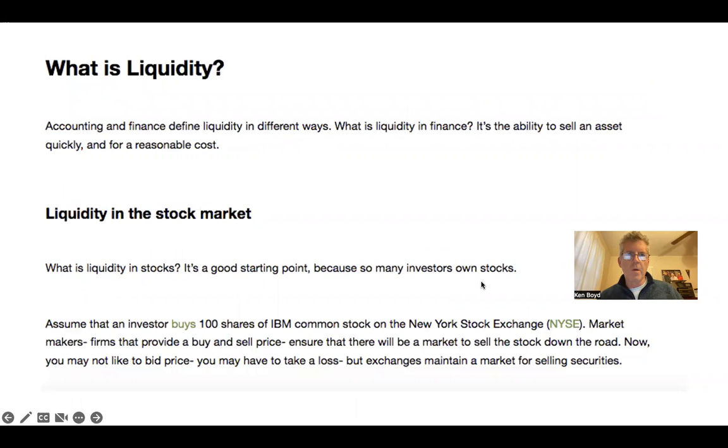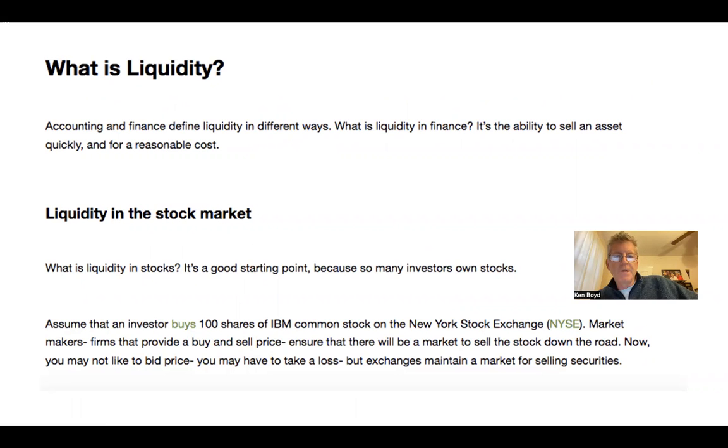So let's talk about what is liquidity. In finance, liquidity is the ability to sell an asset quickly and also at a reasonable cost. So let's apply that to the stock market, which you may already know about and be a little more familiar with. What is liquidity in stocks? It's a good starting point because many people own stocks.